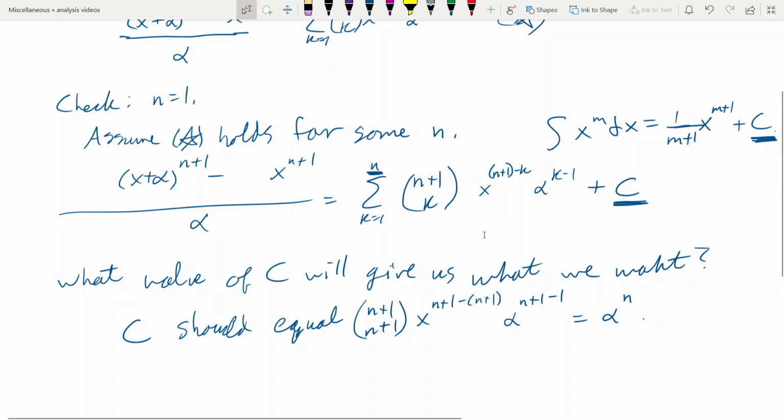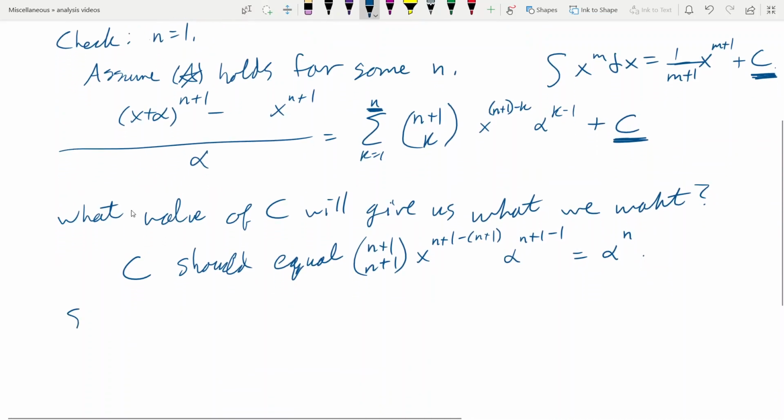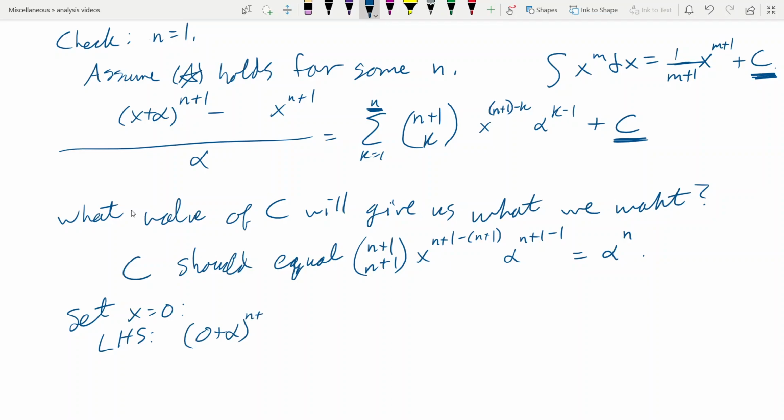When determining integration constants, the usual method is just to pick a particular value for the variable. And in this case, the simplest choice would be x equal to 0. So if we set x equals 0, on the left-hand side, we're going to get 0 plus alpha to the n plus 1 minus 0 to the n plus 1 all over alpha, which is alpha to the n. And you can check that the right-hand side is just going to be equal to c. So all the terms in the sum will actually vanish when I set x equals 0.